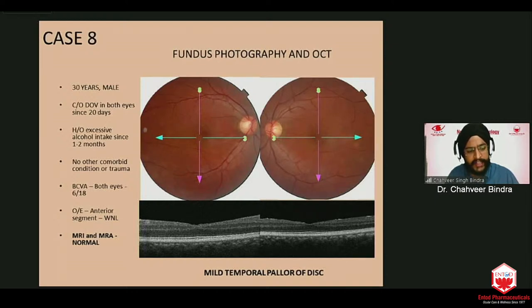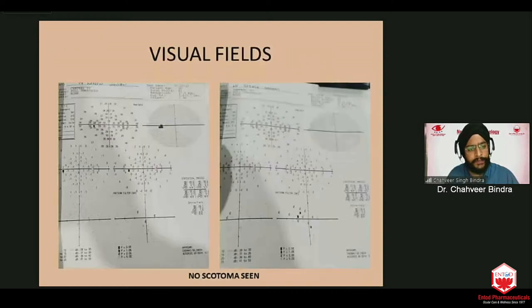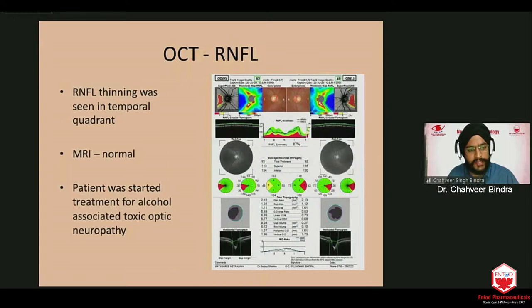On evaluation, the anterior segment was normal, pupillary reaction was normal, and the fundus photography and OCT also didn't show much change apart from temporal pallor of the disc. The MRI and MRA showed nothing. The visual fields were also normal with no scotomas. On OCT RNFL, the temporal pallor was confirmed in the temporal area. The patient was started on treatment for alcohol-associated toxic optic neuropathy.